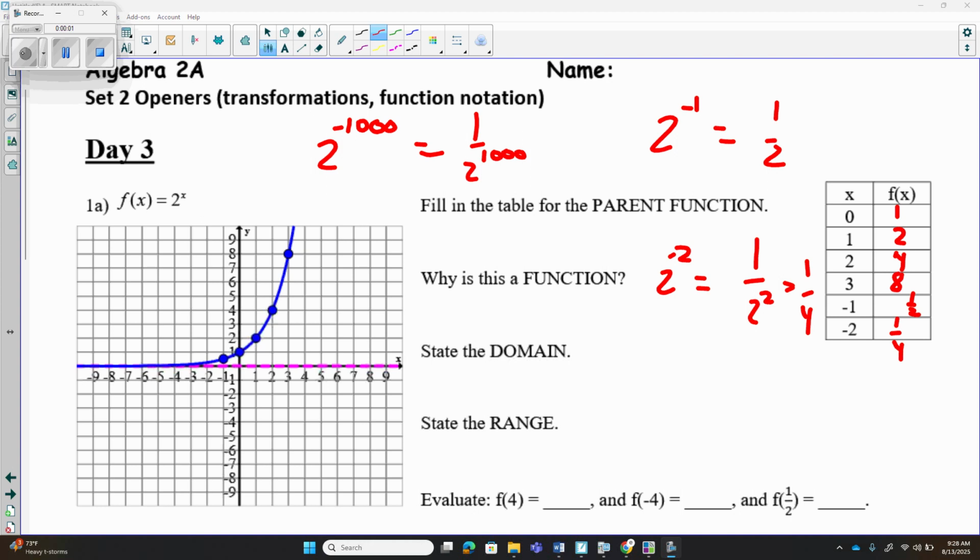Right, so here's your points. Now we look at your parent function. Is it a function? Well, duh. This right here tells me it's a function. That's in function notation, so that's a function. So it passes the what? Passes the vertical line test, no x's repeat.